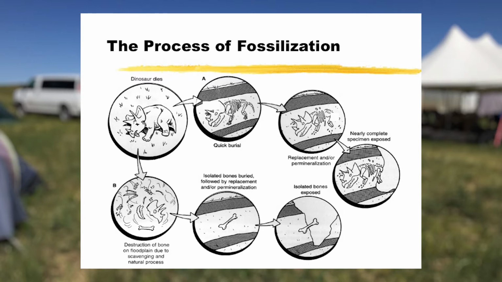The other thing that can happen is it can sit around long enough for decay to take place, disarticulation of the specimen, and this would result in the redistribution of the parts, and so we might just find an isolated bone. Those are two extreme methods of obtaining fossils. Most are going to be somewhere in between, yes.